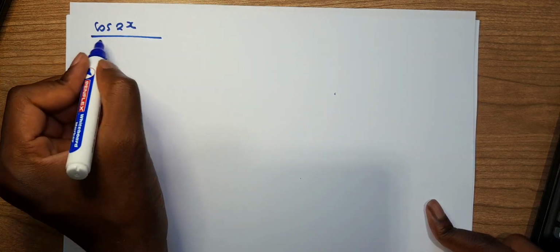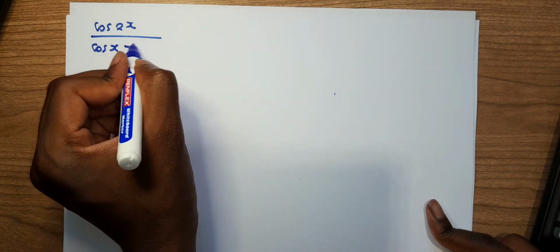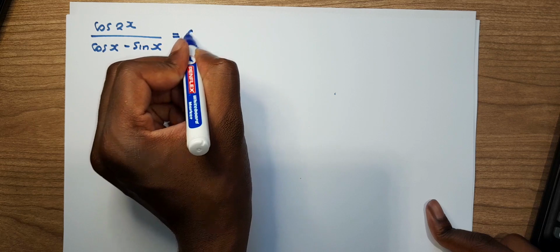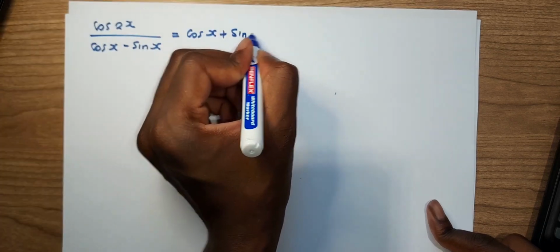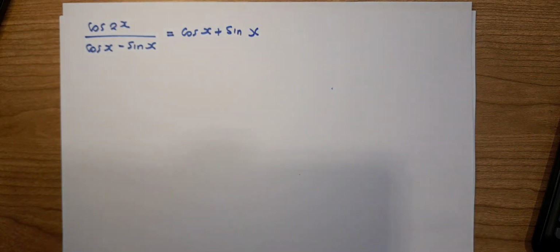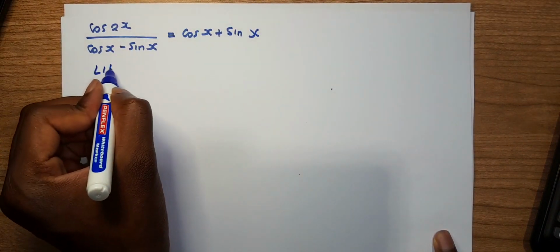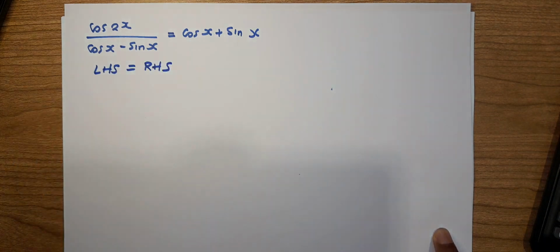Let's have the cos of 2x divided by the cos of x minus the sine of x. That actually equals the cos of x plus the sine of x, right? So what is required of us is we need to prove that the left hand side equals the right hand side, right?